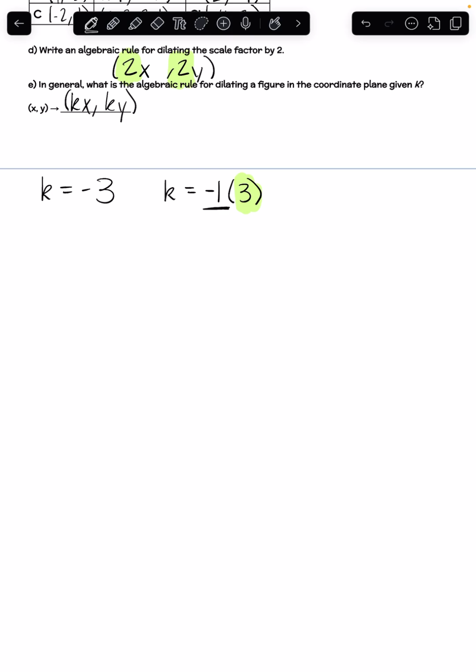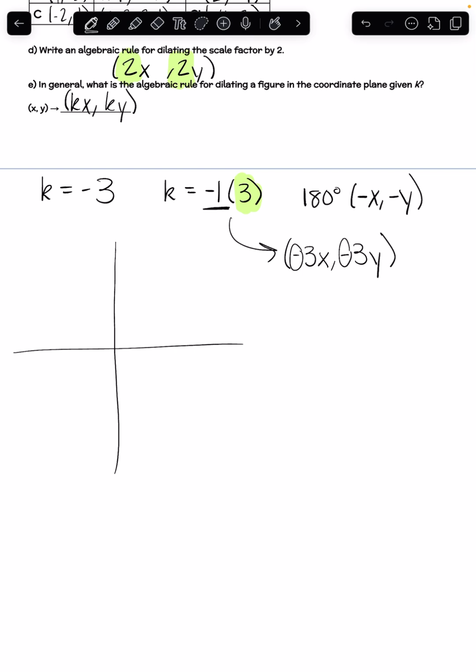Here's why. Our 180-degree transformation rule is that we have a negative x, comma, a negative y. Well, if I think about this and I was to just write this rule as a dilation rule, I would have (-3x, -3y). So no matter what, I'm already making each of my values flip signs or become negative from what they were previously and multiplying them by 3. So that means that if I had an image like this on my graph, when I dilate by negative 3, I'm going to end up with something like this.